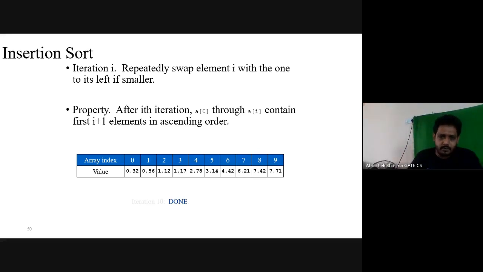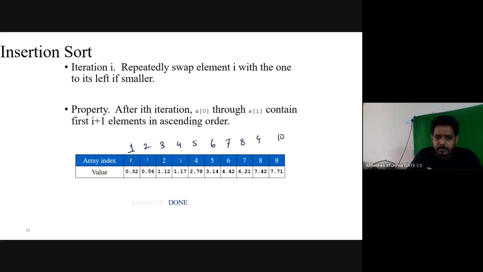Now, just for explaining the algorithmic part, let's assume for the time being that the array index starts from 1, 2, 3, 4, 5, 6, 7, 8, 9 and 10. Let's not assume 0 right now. Let's just assume for algorithmic purposes that my index starts from 0.